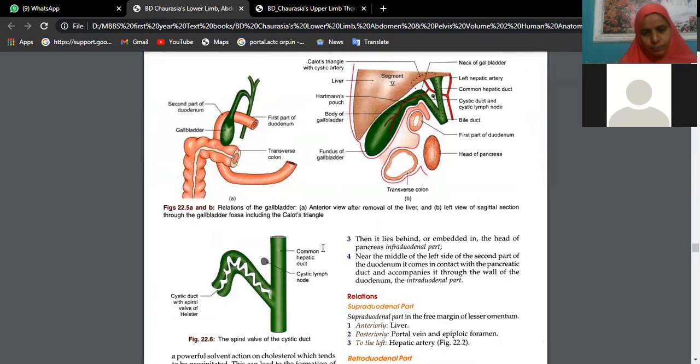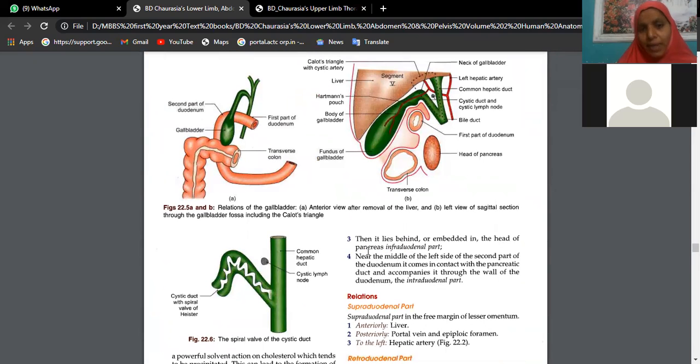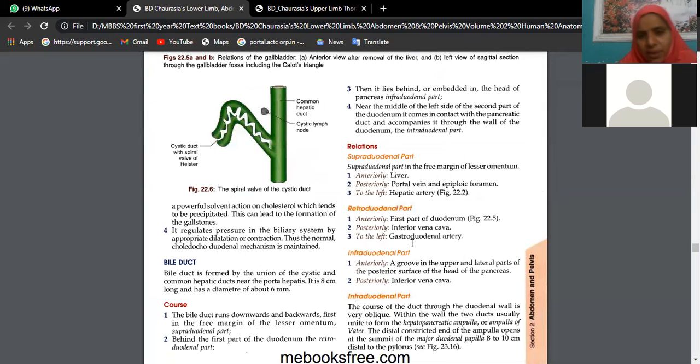Okay, now see, this is our question, the bile duct. Now he is asking us its course. I told you it is supraduodenal, retroduodenal, infraduodenal, intraduodenal. That means it is entering into the second part of the duodenum, right? So when you talk about supraduodenal, then you have to talk about relations. Anteriorly liver, posteriorly portal vein and epiploic foramen, and towards the left you have the hepatic artery. One thing which is common posteriorly, you will see the inferior vena cava, retro and infraduodenal. Okay, and then retroduodenal, obviously retro means it is behind the duodenum.